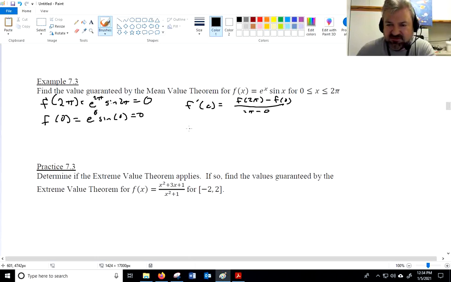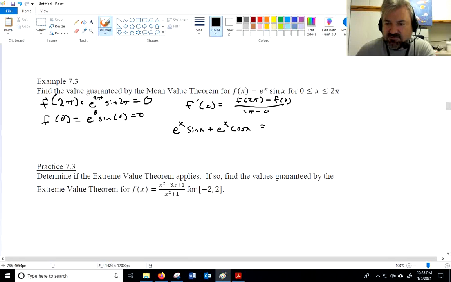I'll just use x instead of c. I'm a little more comfortable with this. So let's get to the derivative. The derivative is e to the x sine x. That's the derivative of the first. Derivative of e to the x is e to the x times the second, sine x, plus the first, e to the x, times the derivative of the second, which is cosine of x.